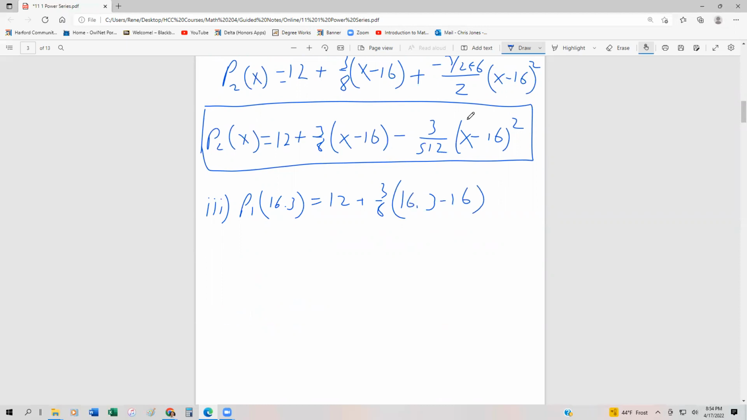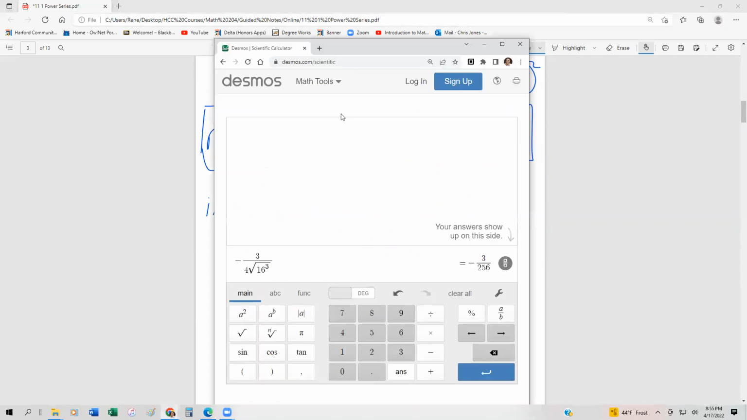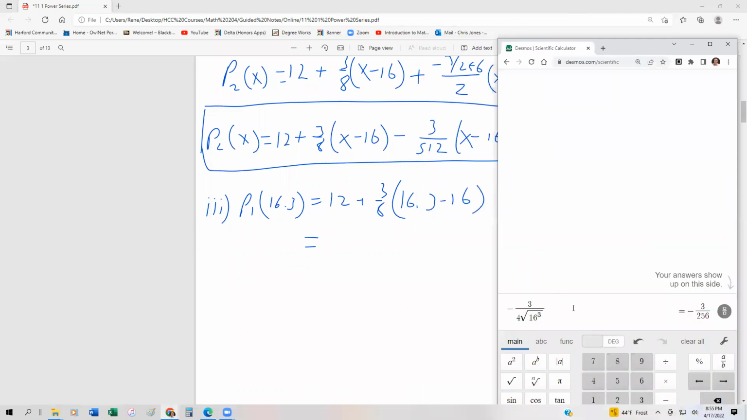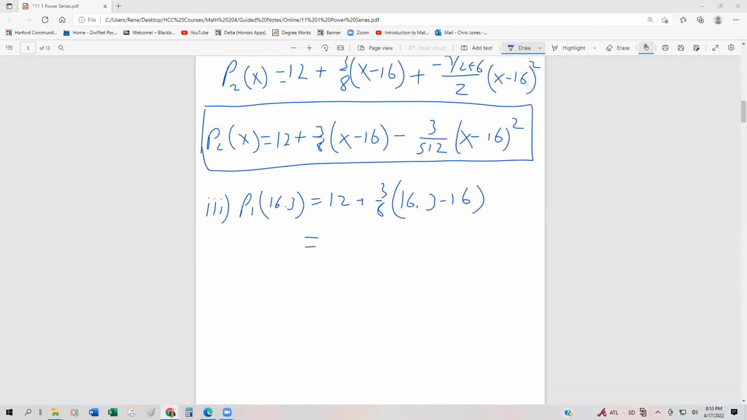All right. And then we could just go ahead and shove that into a calculator and see what we get out of this. So just substituting this back in, we solve this: 12 plus 3 over 8 times the quantity of 16.3 minus 16. All right, and that gives us 12.1125.